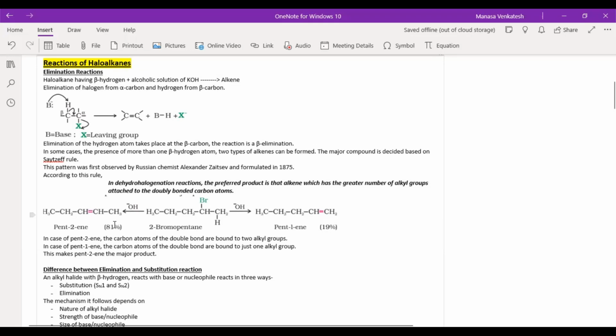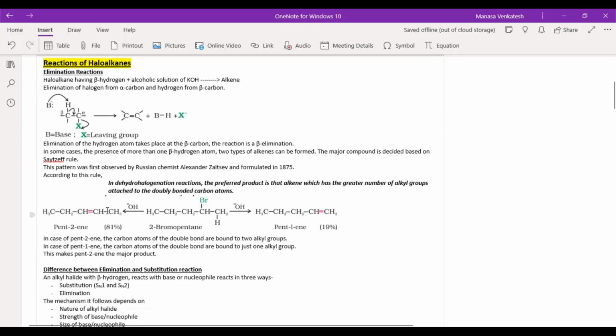So there has to be something, right? What he said was that the alkene which has more alkyl groups attached to the doubly bonded carbon atoms is going to be the preferred product. In this case, this carbon is attached to one alkyl group and one hydrogen, and this carbon is attached to an alkyl and a hydrogen atom. Whereas in this case, this carbon atom is attached to an alkyl and a hydrogen, but this carbon atom is attached to two hydrogen atoms. Because of Zaitsev's rule, this is the minor product, whereas this is the major product.